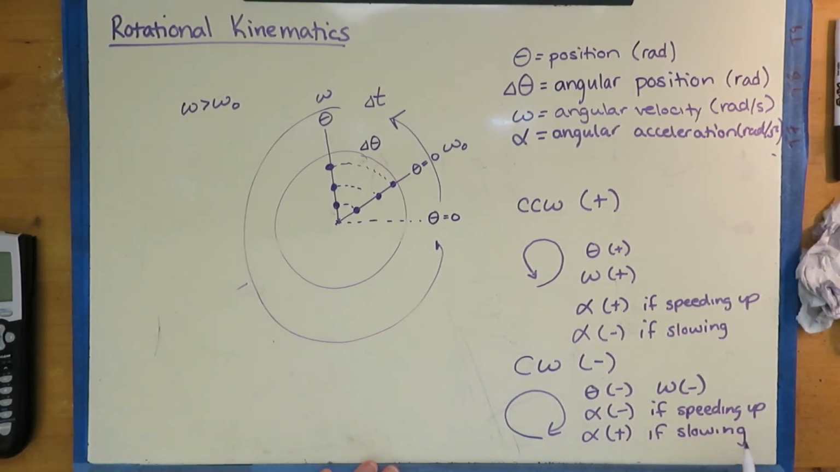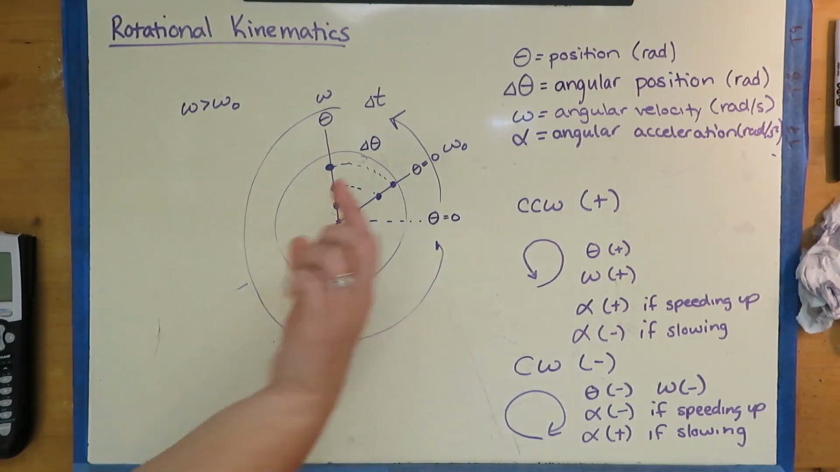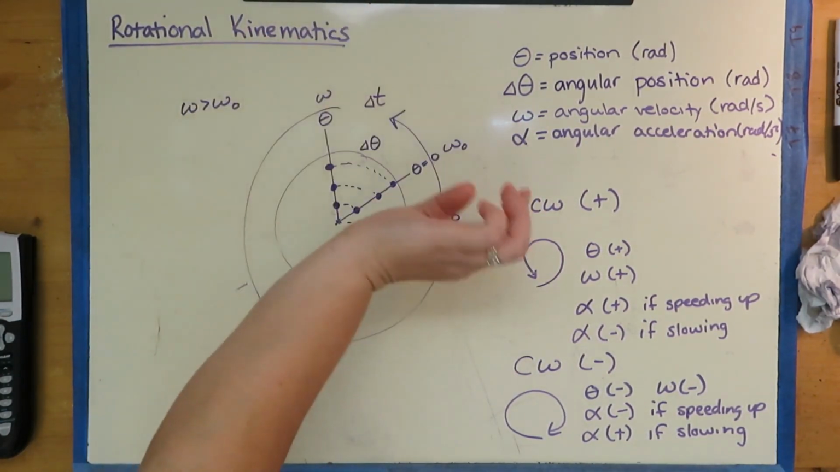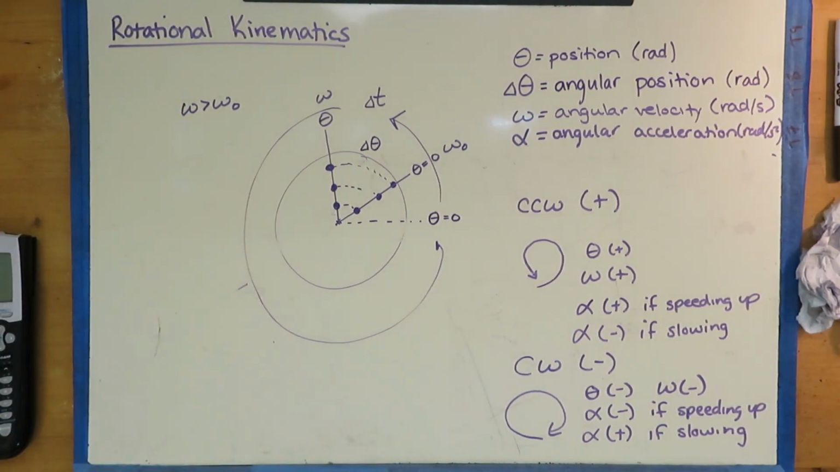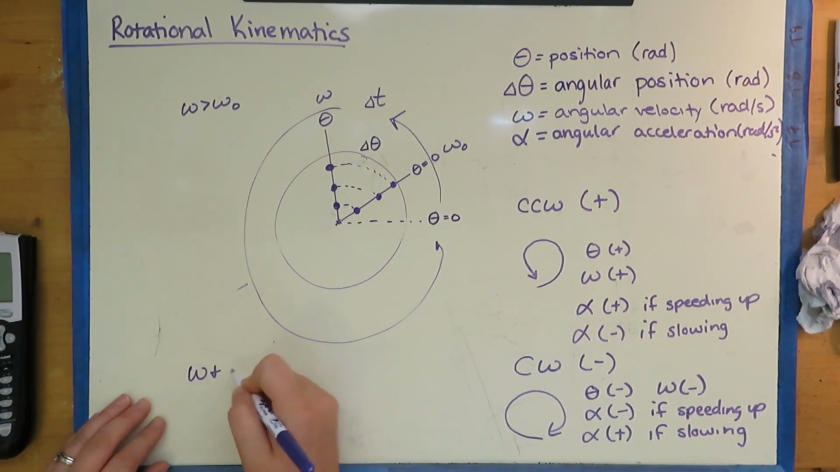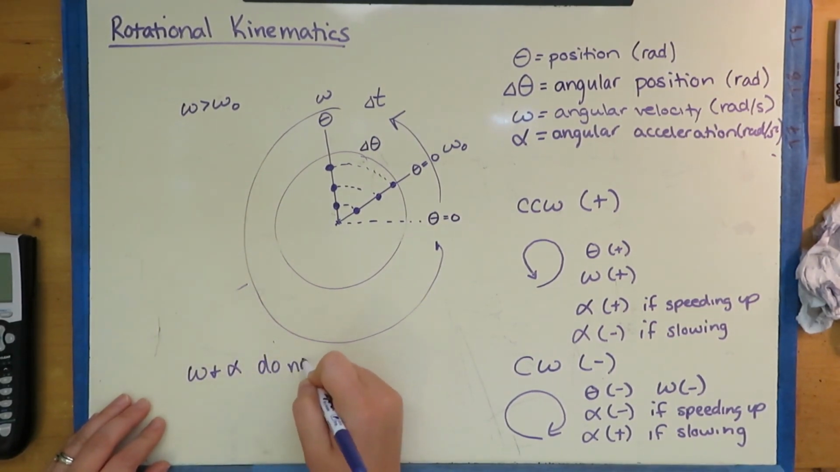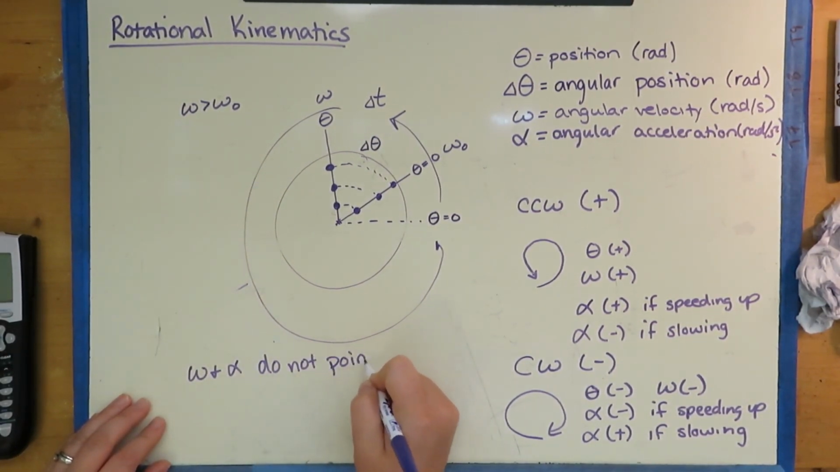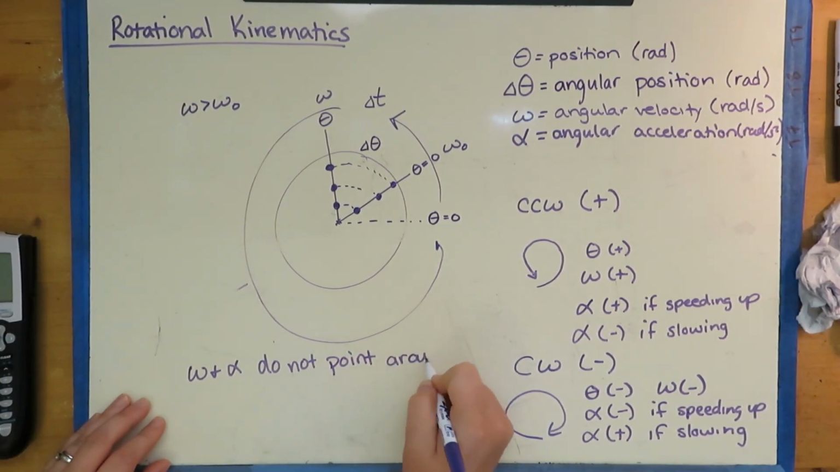But what does positive mean? Well, technically, the theta direction is the positive direction, kind of like that, if you go counterclockwise. But omega is weird. Technically, the velocity vectors and the angular acceleration vectors do not actually point around the circle.